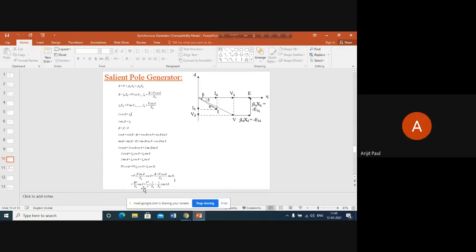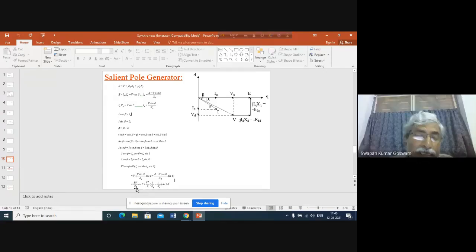Okay, there it was XS, synchronous. Yes. Here it is XD. What is XD? It is also the synchronous reactance, but measured along the direct axis. That synchronous reactance for cylindrical rotor machine was uniform, same everywhere. But here, the synchronous reactance is not the same, because armature reaction differs. Armature reaction along the pole axis and along the quadrature axis are different. That's why reactances are also different.